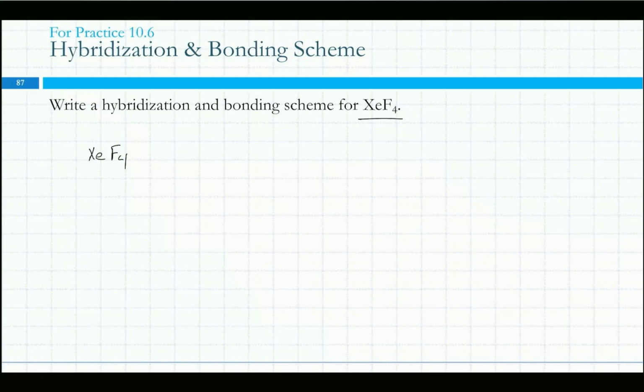So first up, when we're doing a Lewis structure, we've got xenon, minimum number of bonds with all of our fluorines. Now I need the number of valence electrons. So xenon has 8, fluorine has 7, so that's 28 plus 8, 36. 7 times 4, right? So for every fluorine.